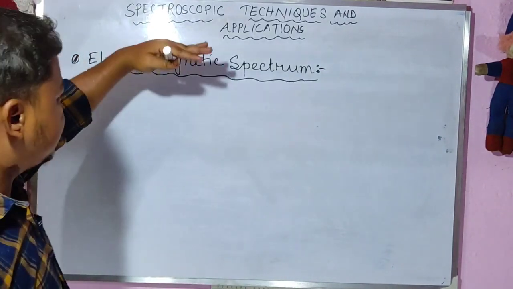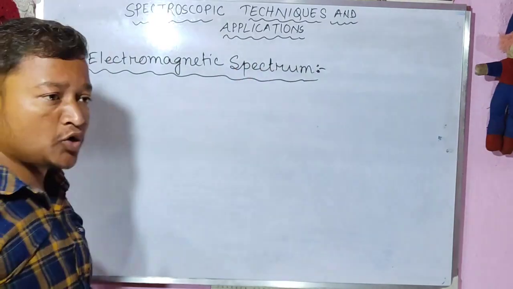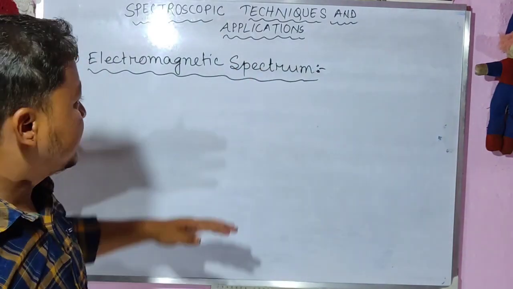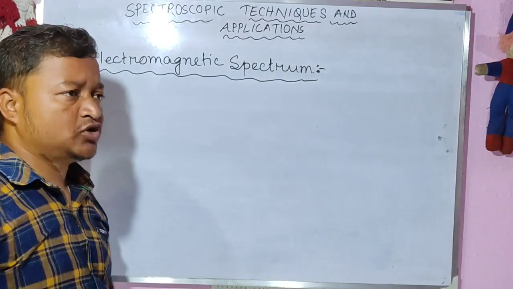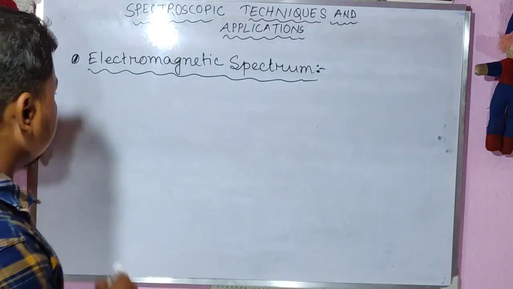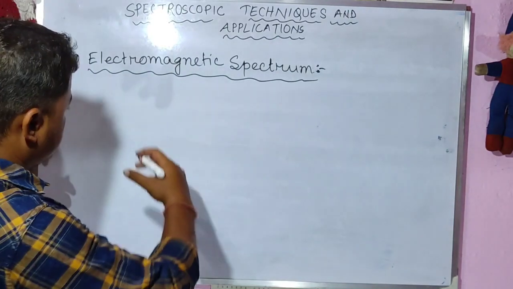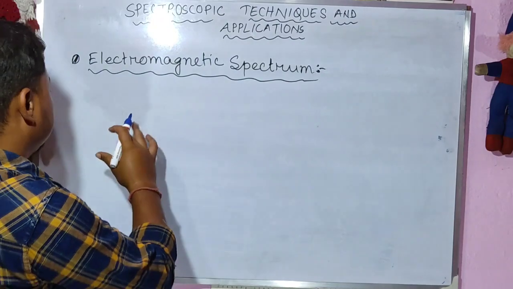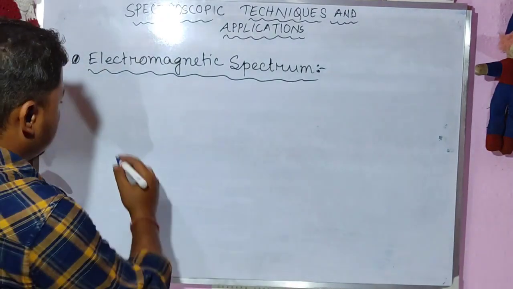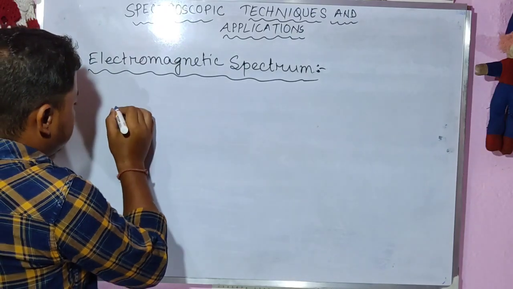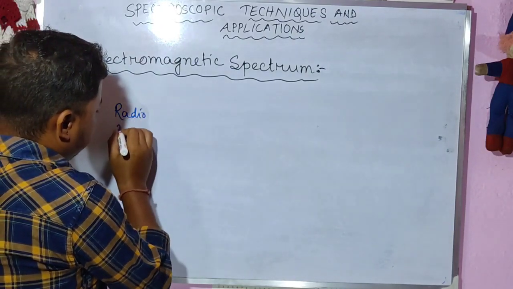What is electromagnetic spectrum? Electromagnetic spectrum is a combination of many types of electromagnetic radiation. That is, there are so many electromagnetic radiations, from cosmic rays to radio waves. If we arrange them in increasing order of energy, the lowest energy is radio wave.